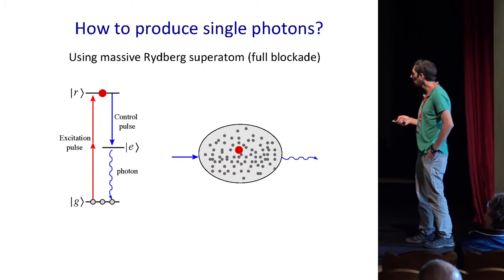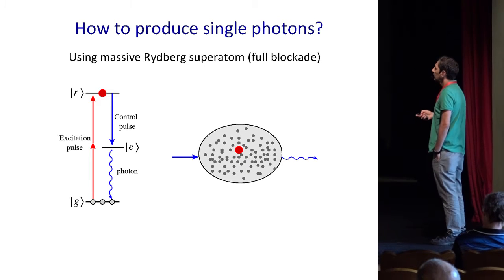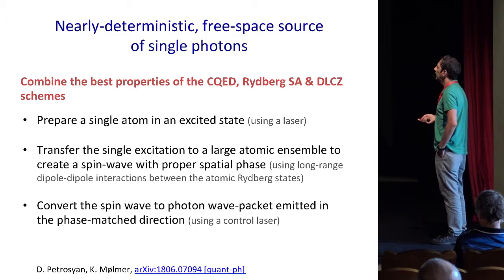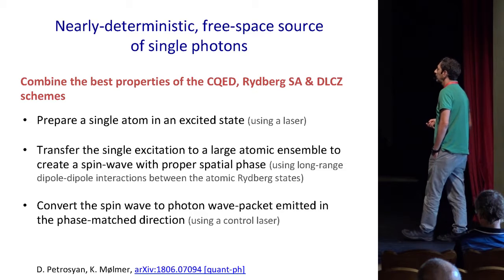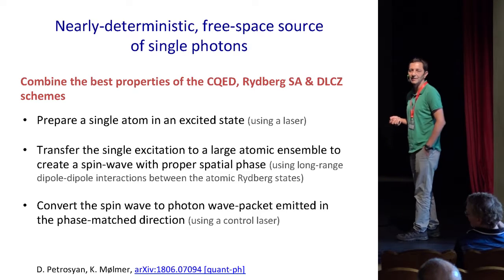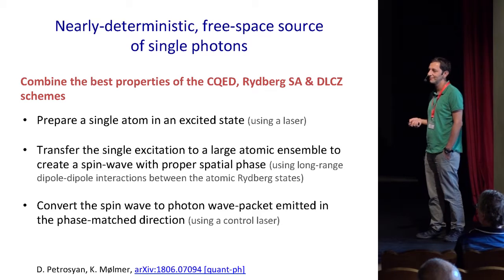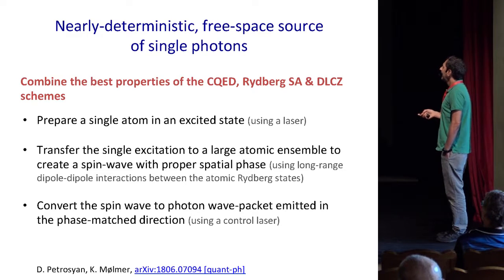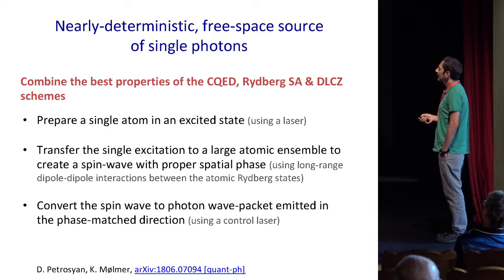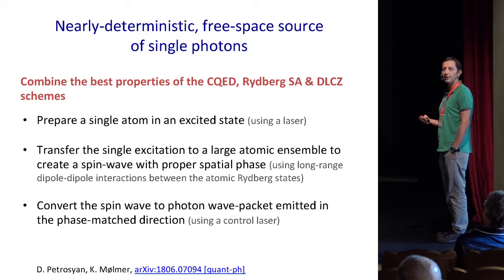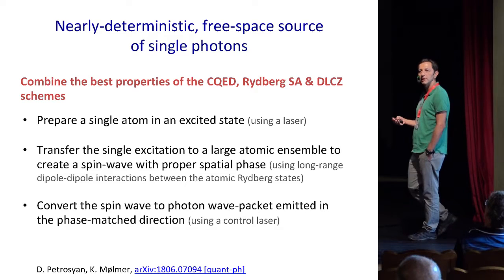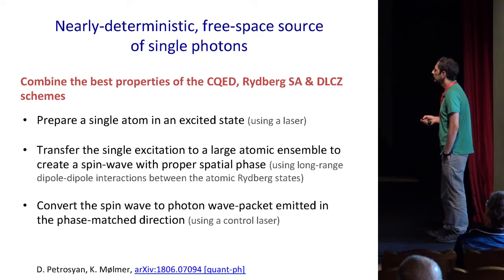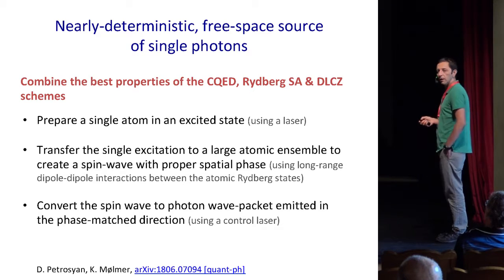So all of these schemes are good, but I want to combine the best parts of each scheme and come up with something, I don't know if it's better or worse, but something new. And that's what I do. The idea is that, again, we can prepare single emitters with high probability, single atoms in an excited state. A single atom I prepare in the excited state.